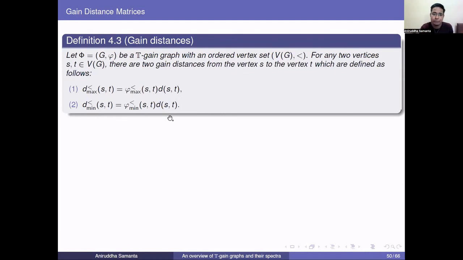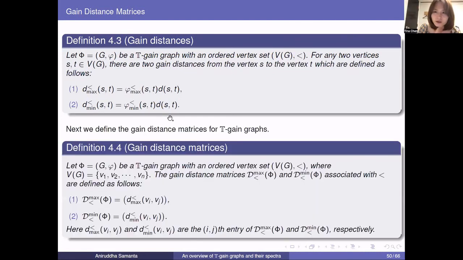And similarly for minimum. Excuse me, Aniruddha, you have about 3 minutes left. Okay, sorry. You have about 3 minutes left. Okay.